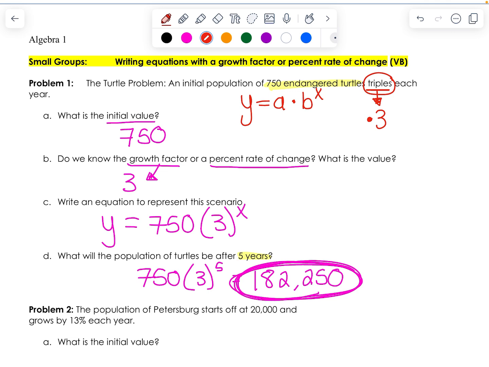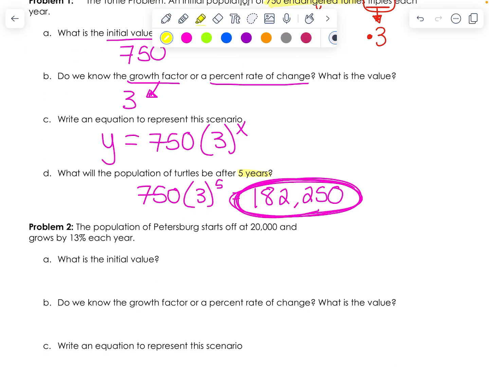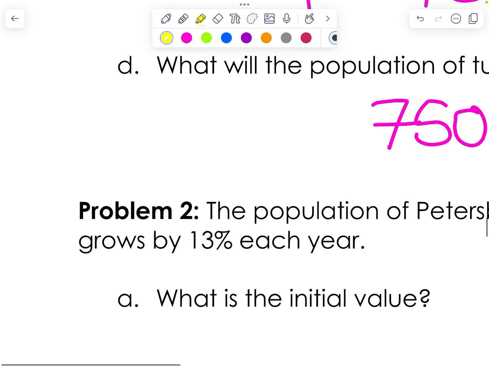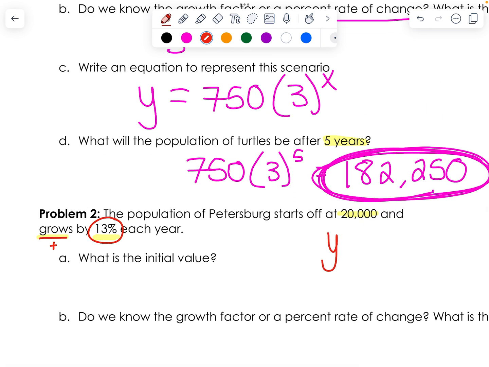Problem number 2 says that the population of Petersburg starts at 20,000 and it is growing by 13% each year. This is a percent. It's growing, that means to add. So we are using the equation 1 plus r. They didn't tell you what to multiply by, they gave you a percent rate of change. The initial value is 20,000.